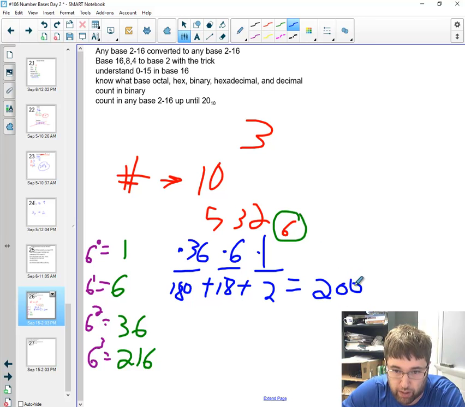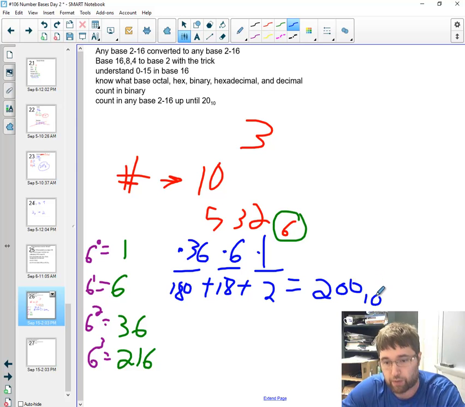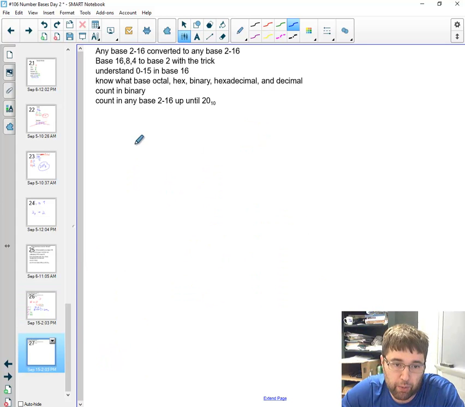Wow, I picked that number on the fly too. This is base 10. We don't have to put the base 10, but that's how to convert any number from any base into base 10. Take every value, multiply by the value of that position, then we get a decimal value, and then add up those decimal values.